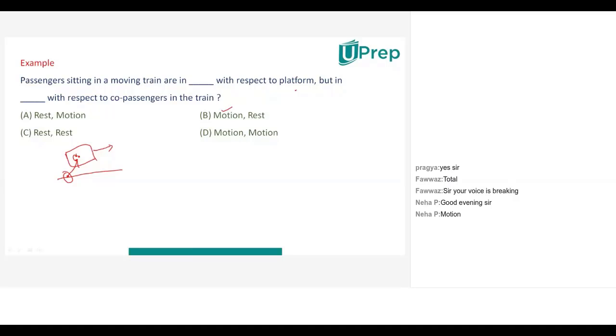Okay? Okay, sir. Now have you understood what is relative and absolute? Yes, sir. Right. So relative and absolute.